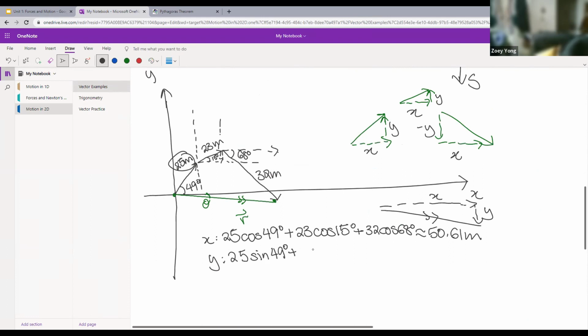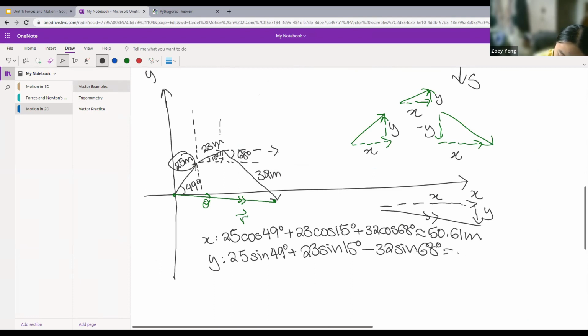So it looks really similar. 23 sine 15. Until we get to this one. It's going to be not plus. Yeah, it's going to be different for this one. Instead of plus, it's minus 32 sine 68.